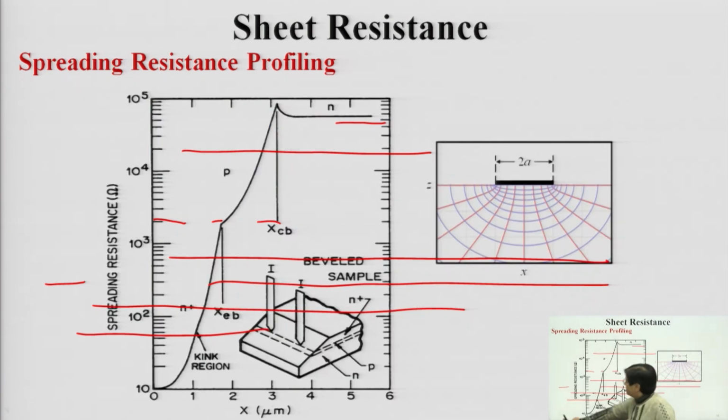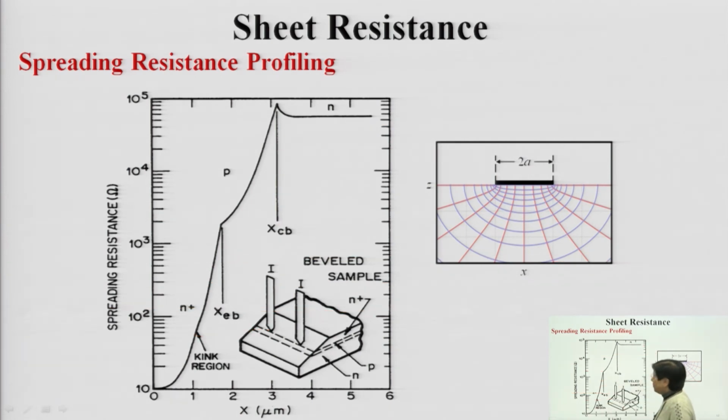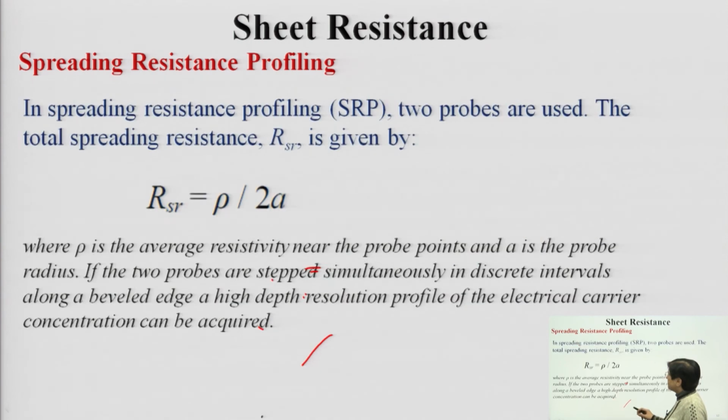This is the way in which it is shown, just see. This is the beveled edge, the edge which has a slope, and your probes are placed at 2 different positions along this beveled edge. So, across this beveled sample you are placing these 2 probes; you know the separation, you know the radius, you apply the current flowing through it, and automatically you measure the resistance. Once you measure voltage and current, you get the resistivity and the probe radius.